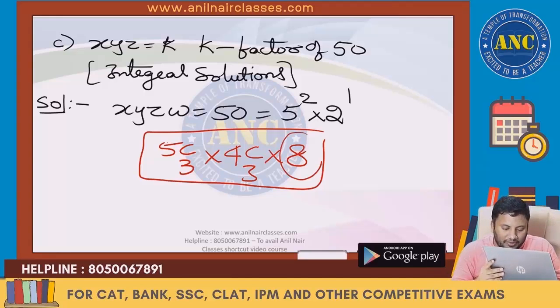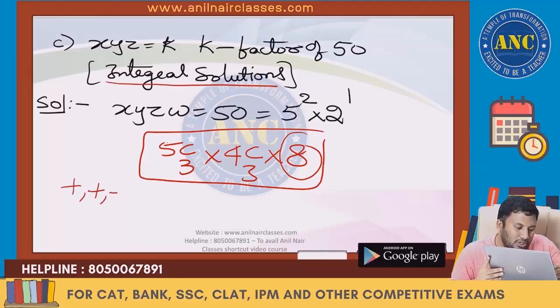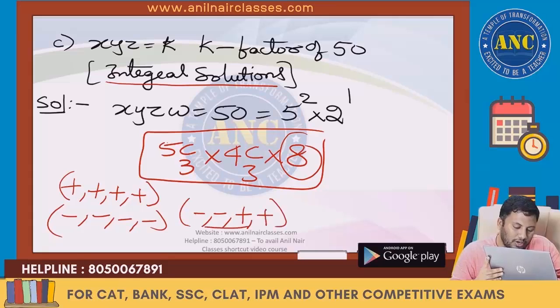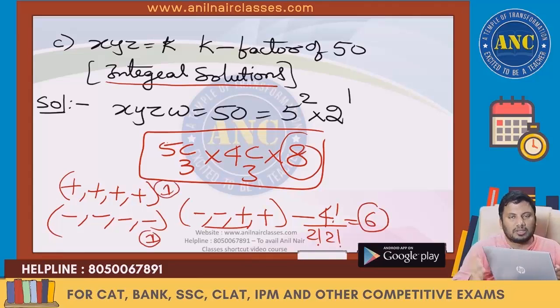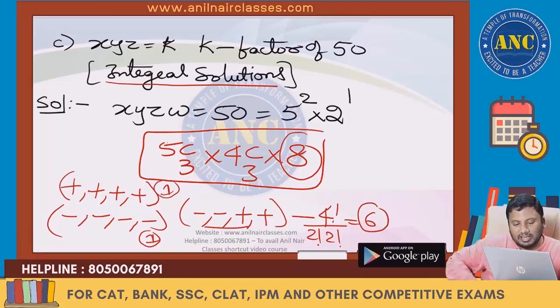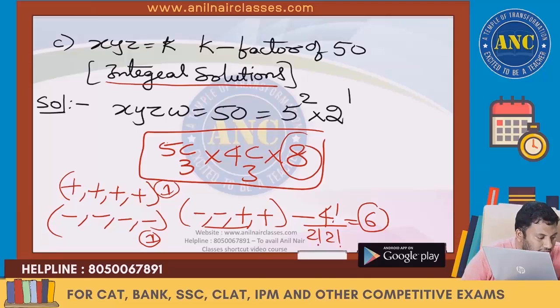From where did we get 8? Because it is an integral solution. Positive, positive, positive, positive. Negative, negative, negative, negative. Negative, negative, positive, positive, here I will get 4 factorial by 2 factorial, 2 factorial. 6 cases, 1 case, 1 case. 6 plus 1 plus 1, it is 8. 5C3 into 4C3 into 8.